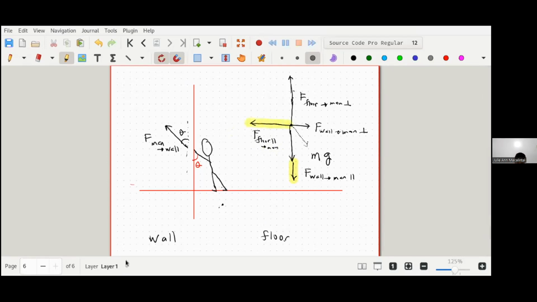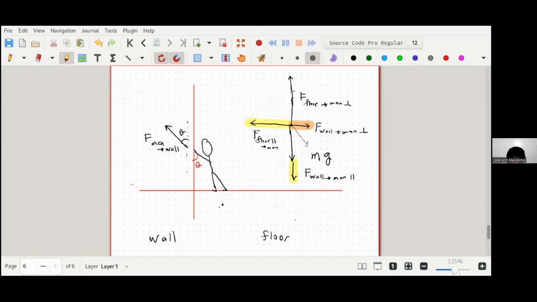So those are the frictional forces. What are the normal forces? We'd use orange. The hand on the wall, the man pushing the wall, so there's a normal force. And his weight. The wall acting on the man in what direction? What's the normal there? F wall to man, perpendicular. So this is one normal force.